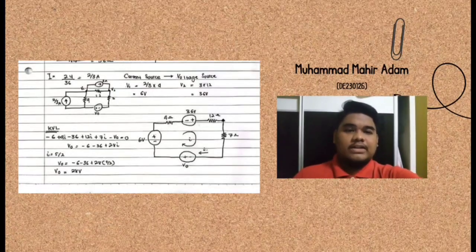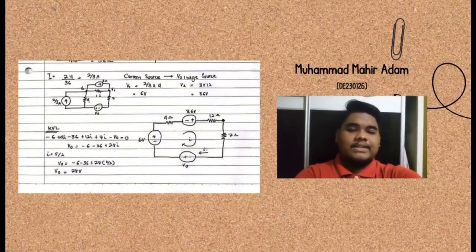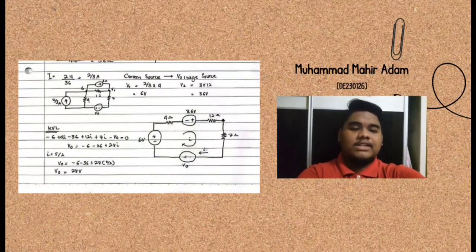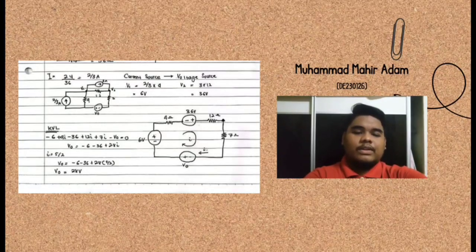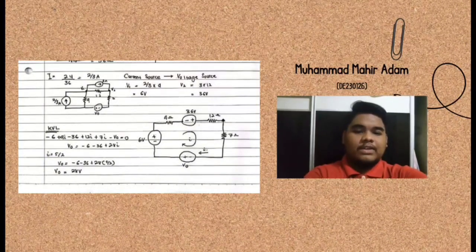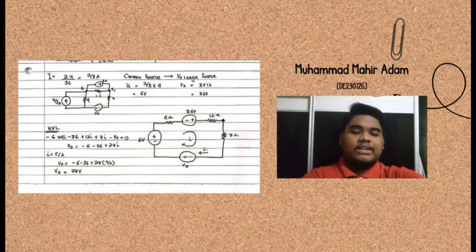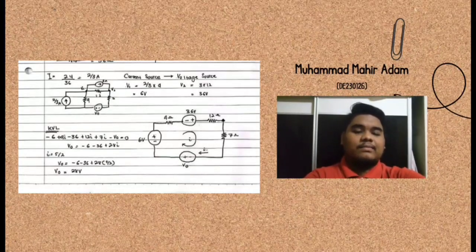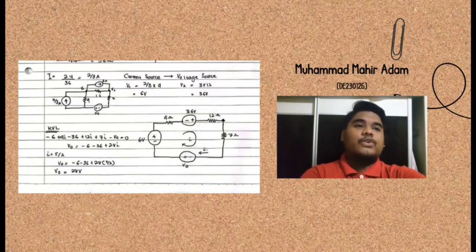After the calculation, the KVL should be -6 plus 9i minus 36 plus 12i plus 7i minus VO equals 0. VO will be equal to -6 minus 36 plus 28i. So i equals 5/2. VO is equal to -6 minus 36 plus 28, and we insert the value of i, which is 5/2. So VO is 28 volt.